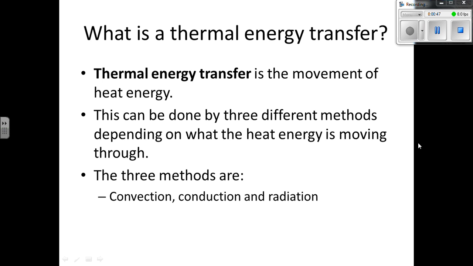So, what is a thermal energy transfer? A thermal energy transfer is the movement of heat energy. This can be done by 3 different methods depending on what the heat energy is moving through. The 3 methods are convection, conduction, and radiation. We're now going to look at the 3 types of energy transfer in a little bit more detail.